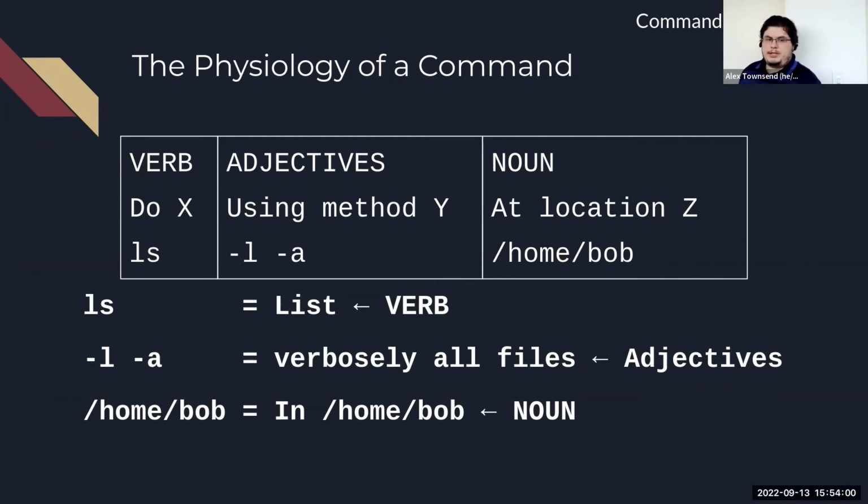So for example, the ls -la /home/bob command I just covered, you could turn that into English by saying: do a listing of all the files, including hidden files, using the method that gives me a bunch of information about each file, and do that listing for all the files within the /home/bob folder. This is the general structure of how pretty much all the commands we're going to cover today work.